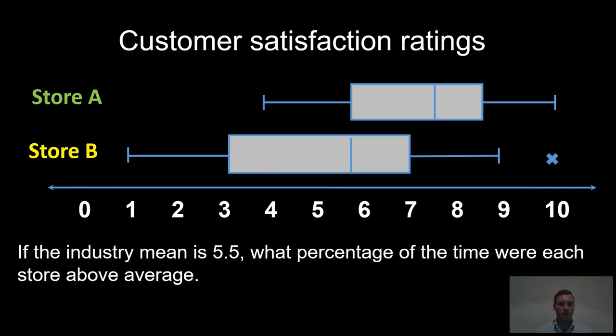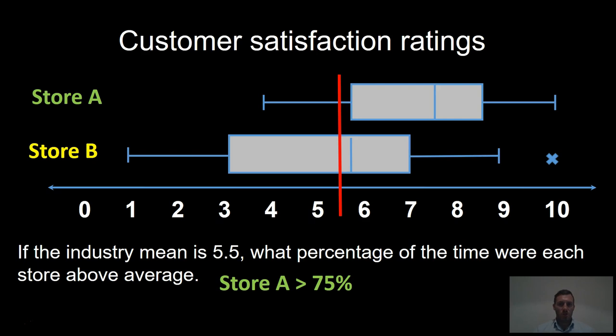Parallel box plots allow us to make a visual comparison between the 2 stores. If the industry mean is 5.5, what percentage of the time were each store above average? Just over 3/4 of store A scores are above 5.5, therefore they are above average 75% of the time. And you can see that because they've got their right hand whisker and then 2 sections of the box. They all represent 25%, and all 3 of those are higher than the average.